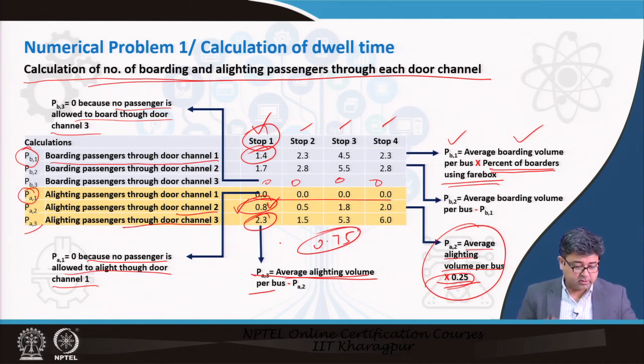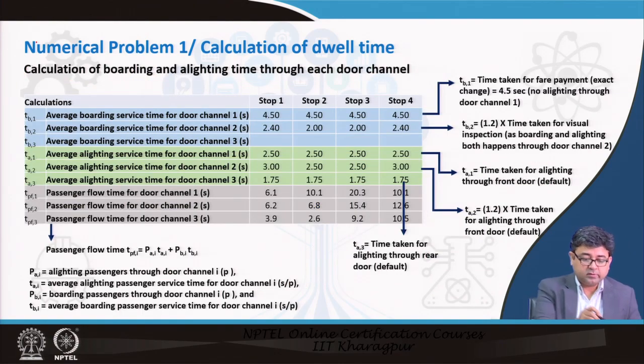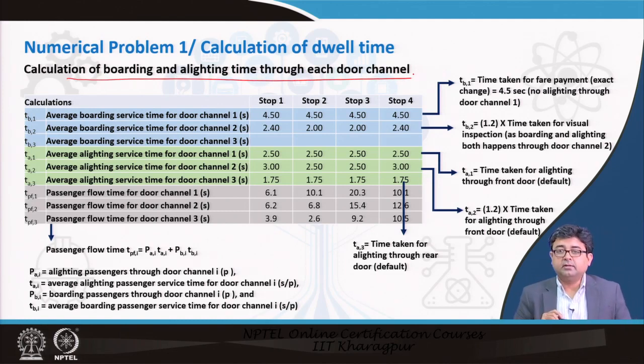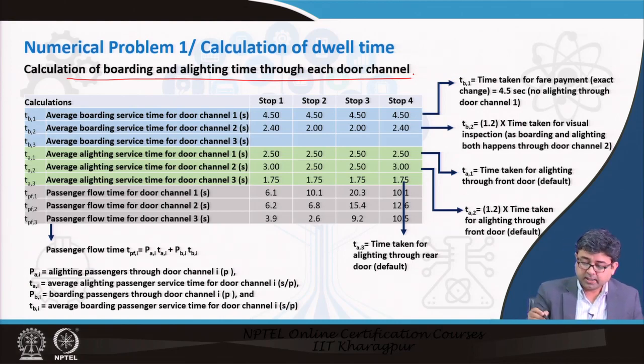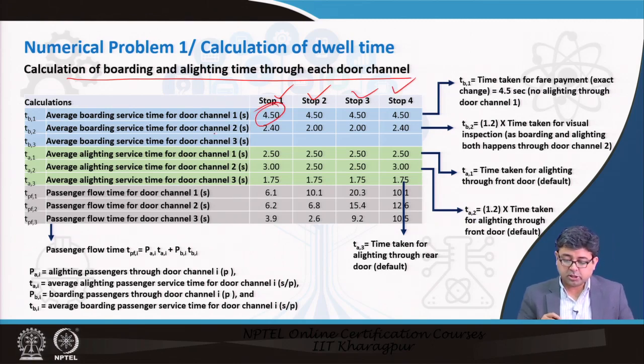So, these are simple calculations for the first step, which you have to calculate to determine the number of boarding and alighting passengers through each door channel. Next, you have to calculate the boarding and alighting times through each channel. Now, you know how many people are boarding and alighting through one channel. Now, you need to know the time that people are using to board or alight. Again, similarly, all the calculations for all the 4 stops are shown. Let me just take you through one stop.